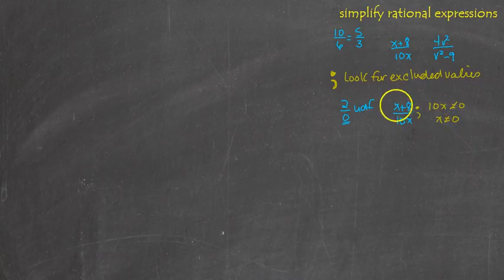0. So now I can plug in any value for x, and I may not like what I get, but at least I know as long as I don't choose x equals 0, I'm not getting 0 in the denominator, and it's totally legal. So let's look at this other example. 4v squared over v squared minus 9.